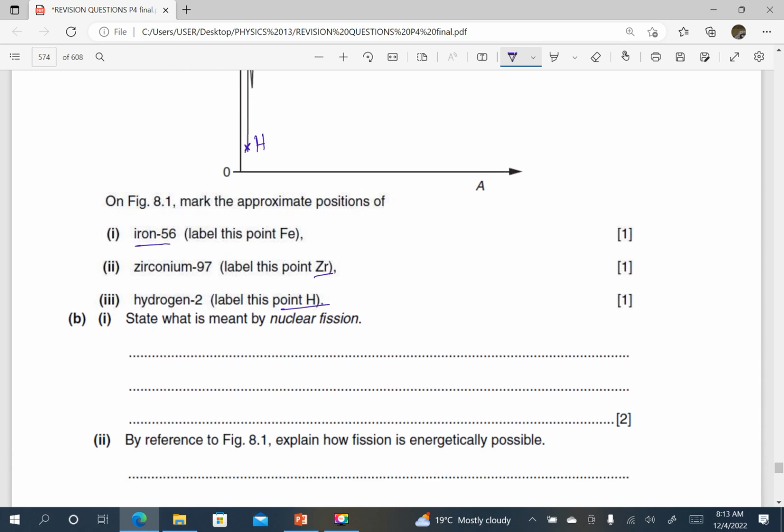State what is meant by nuclear fission. Remember we said fission is splitting. So splitting of a heavy nucleus.